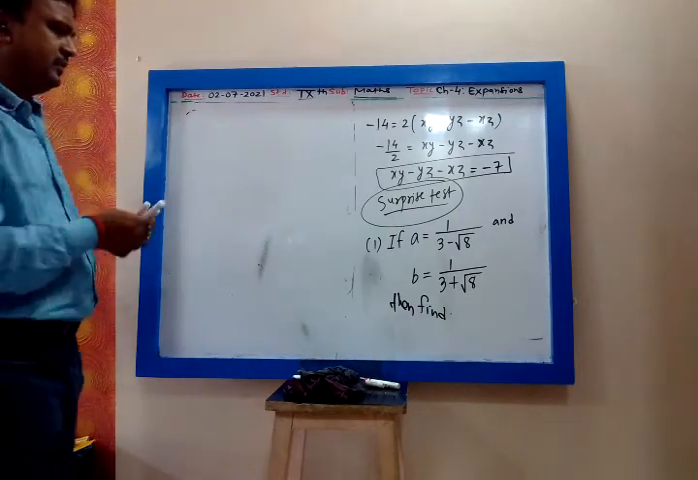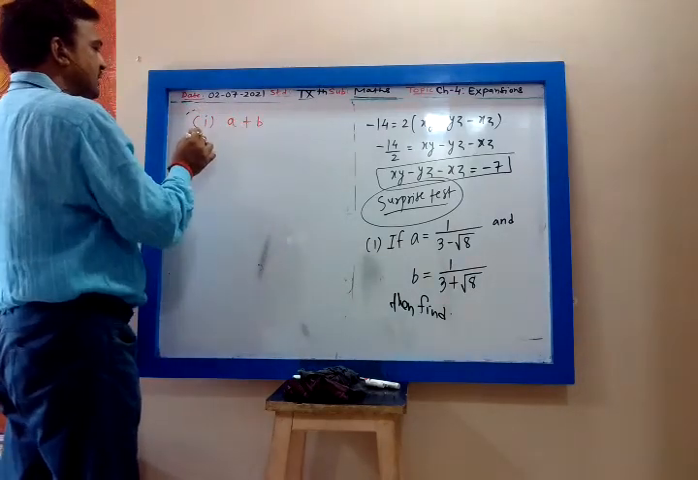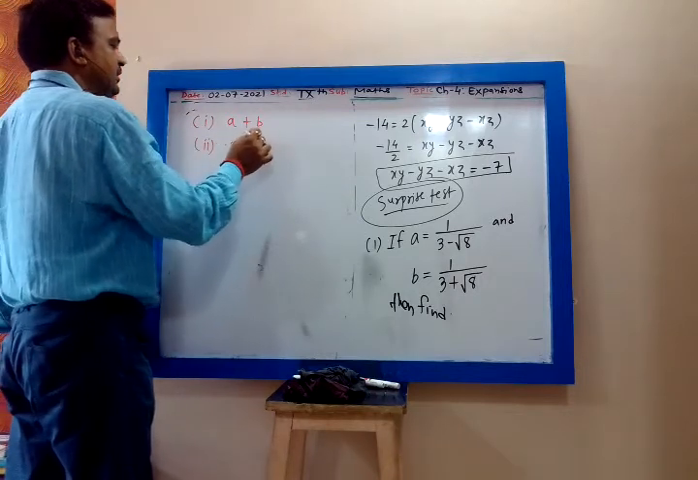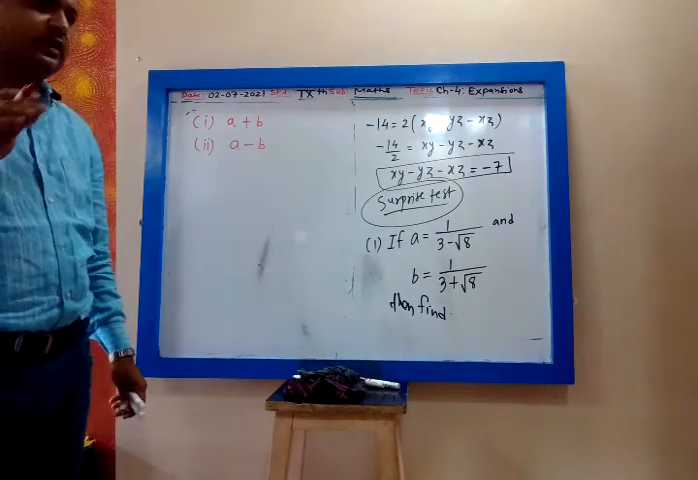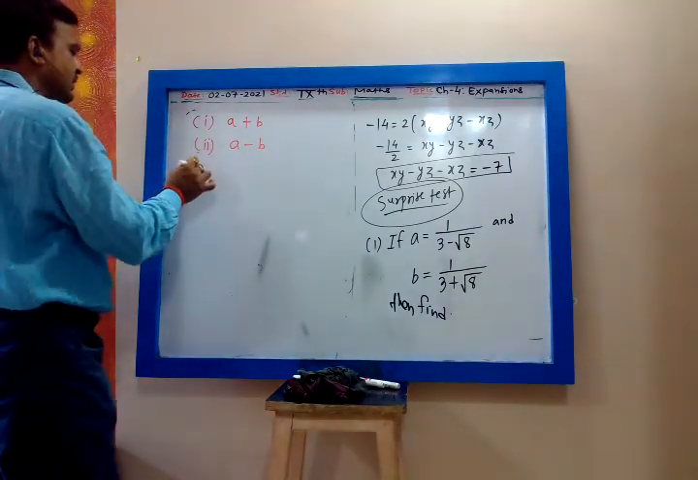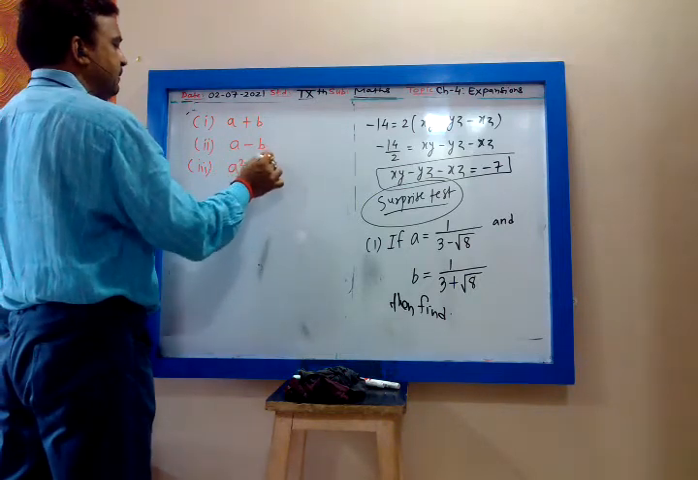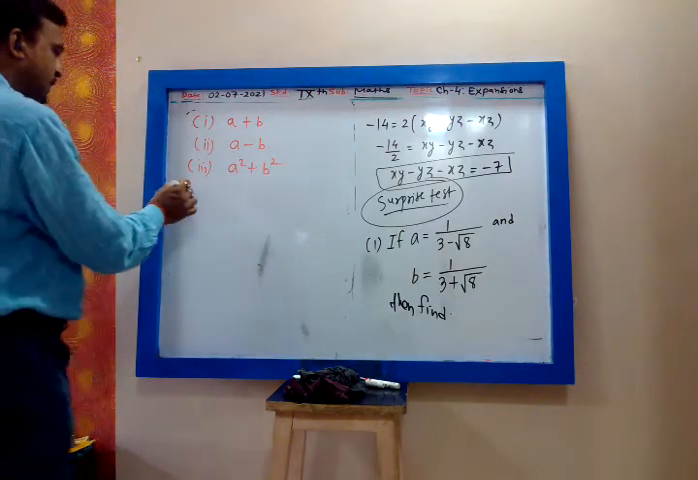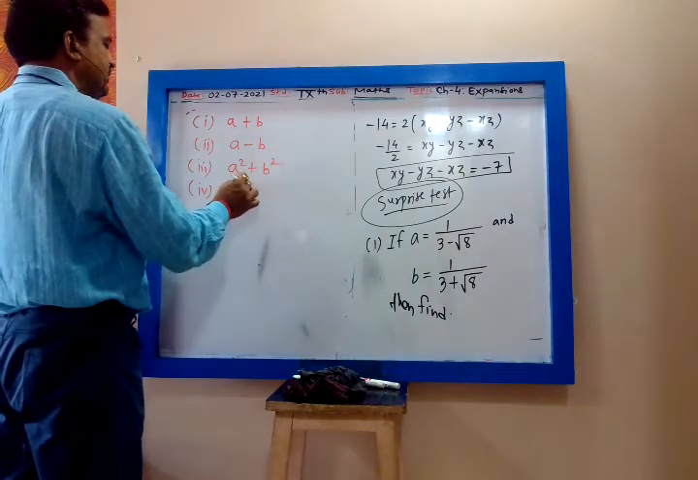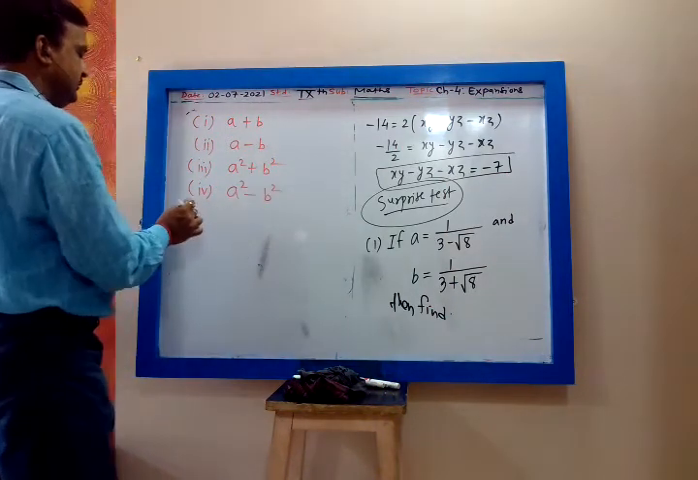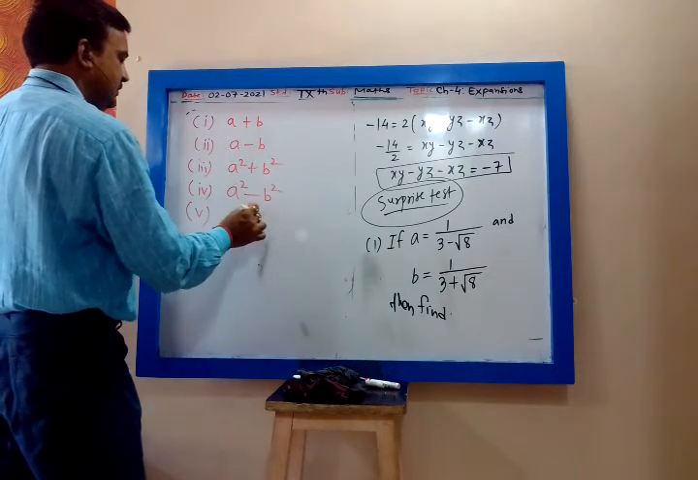Now you are able to hear. Find first a plus b, second a minus b. All of you are able to hear me? Yes, they all are okay. Third, find a square plus b square. Then fourth, find a square minus b square. Then fifth, find a cube plus b cube.